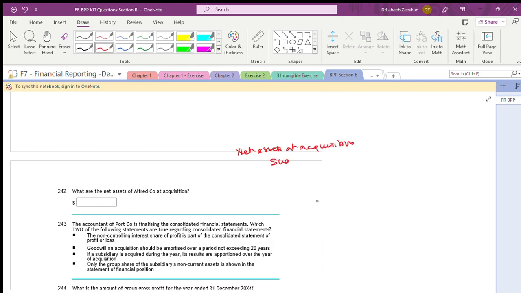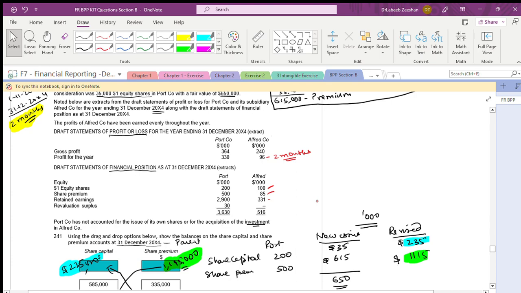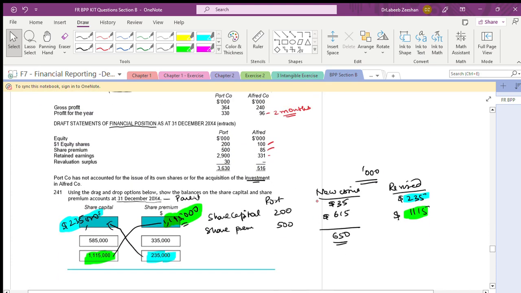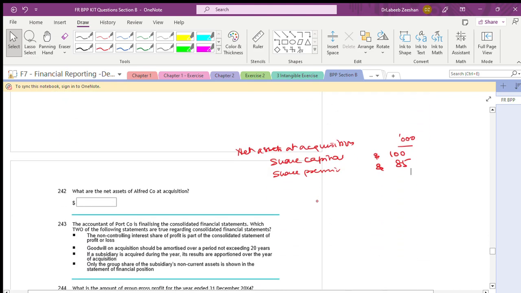How much is the share capital? Share capital is 100, in thousands. Next, what is the share premium? Share premium is 85. Next, how much are the retained earnings? Retained earnings are 31 and profit for the year is 96.